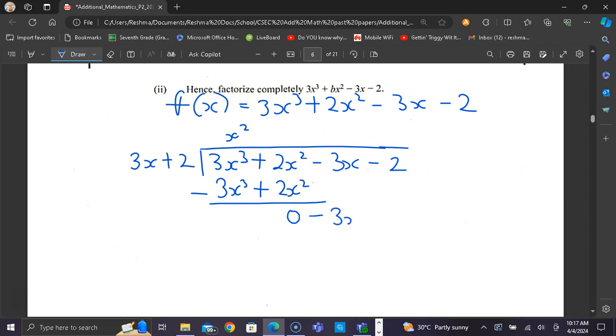Okay, bring down the 3x. Okay, so then we see now 3x cannot go into 0. Okay, so therefore we have 0. All right, 0 times 3x is 0, and 0 times 2 is 0. Okay, so we end up with minus 3x. Now this step is necessary.